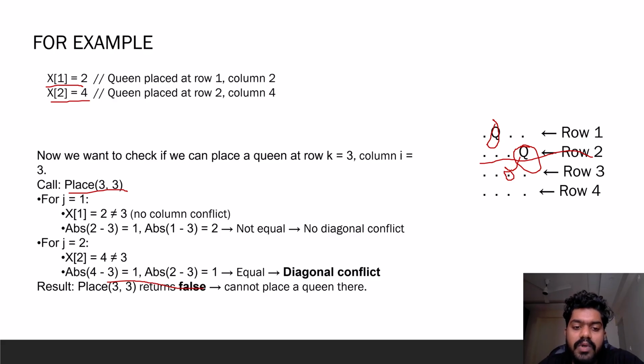Here you can see 1 and 1, it matches. So as you see, it is present in the diagonal. According to the function also, it is present in the diagonal itself. So it returns a false value. So it cannot be placed in the third row and third column.